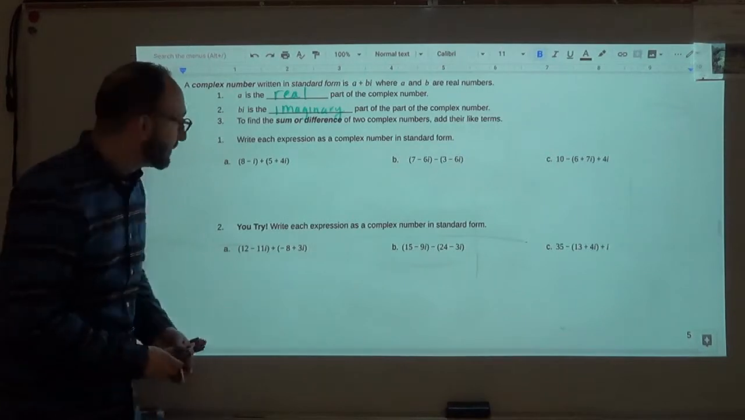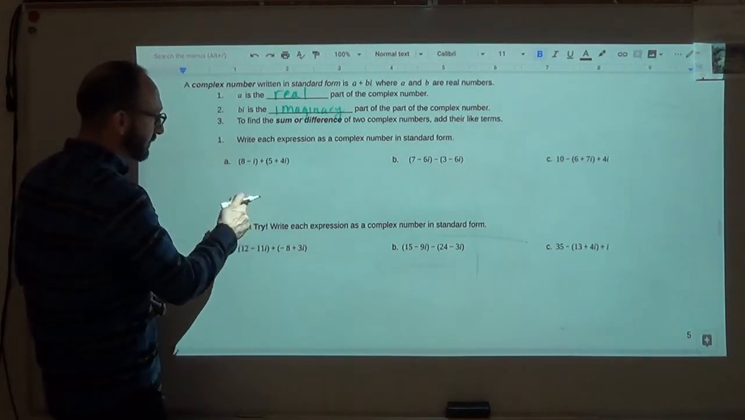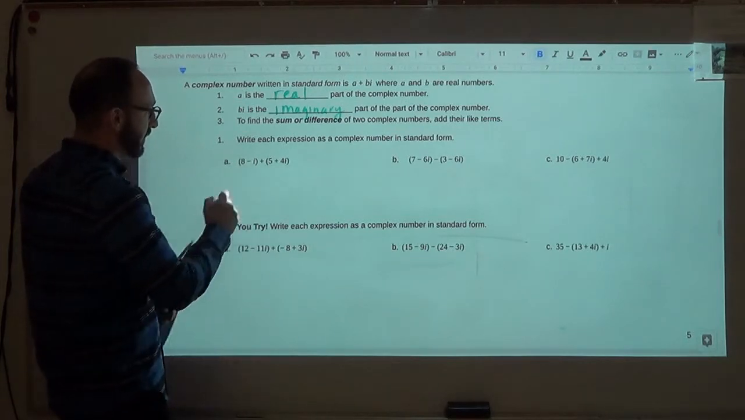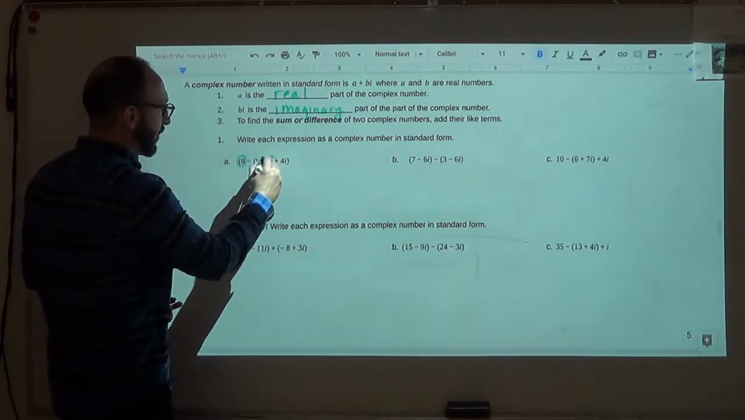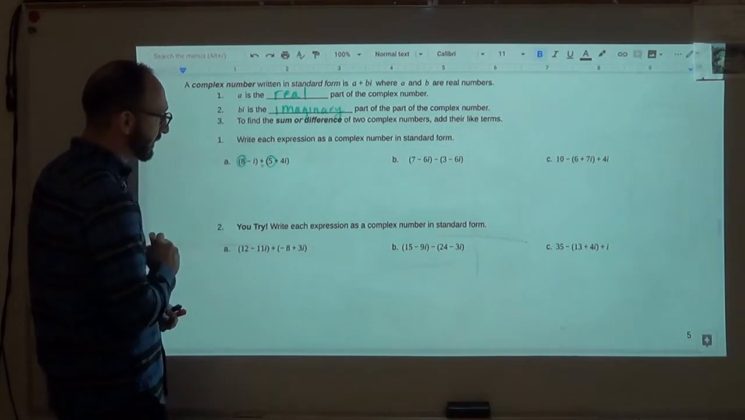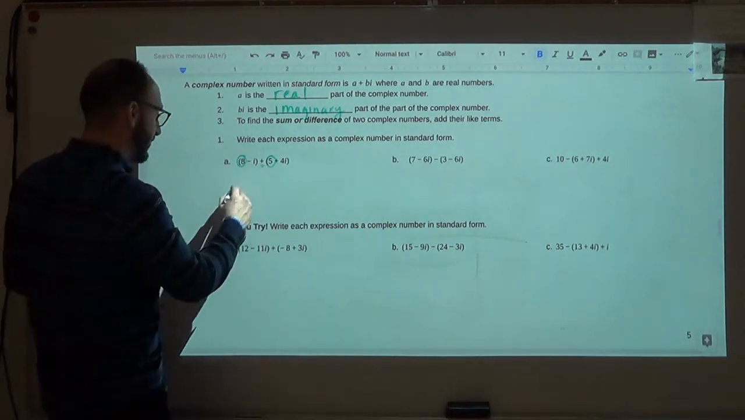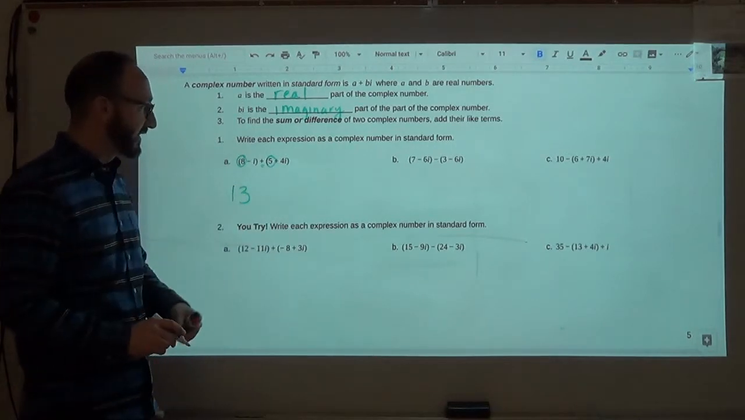So we'll combine the real parts and we'll combine the imaginary parts. Good to go? On this first one, what are the real parts for these two complex numbers? 8 and 5. And what's the operation being performed here? Addition. So what's the sum of 8 and 5? 13. It's a good start today, folks. So 13.